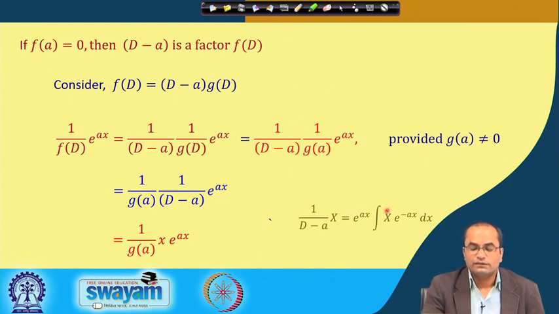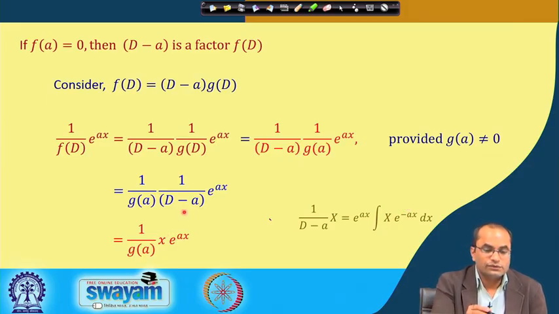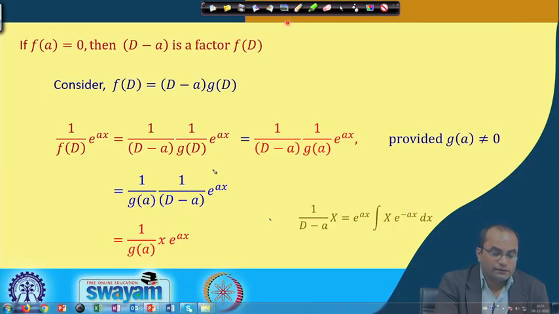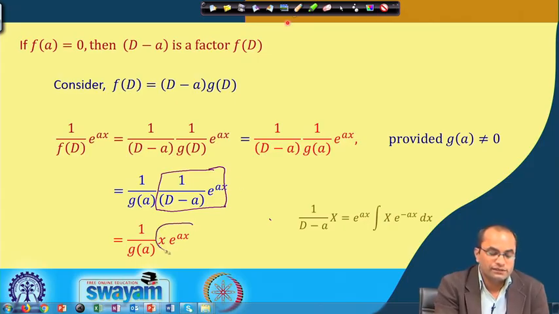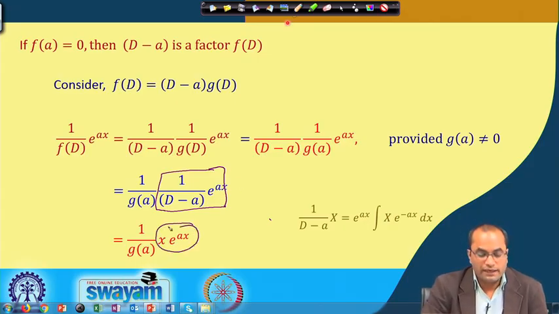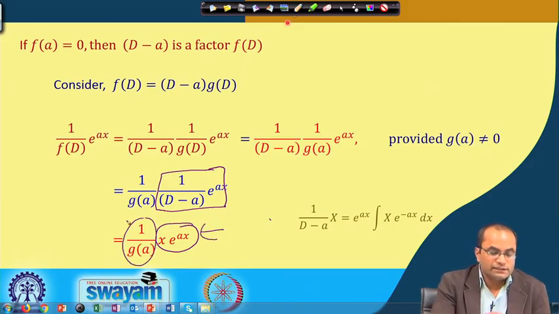So, the integral of this 1 dx will be just x. So, we get here the x. So, the inverse operator 1 over D minus a operated on e power ax will give us x e power ax, and this 1 over f'(a) is sitting as it is.